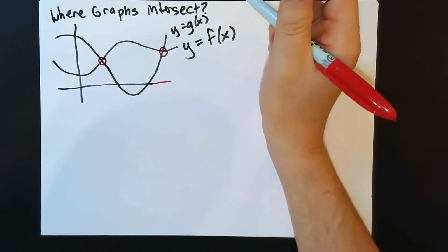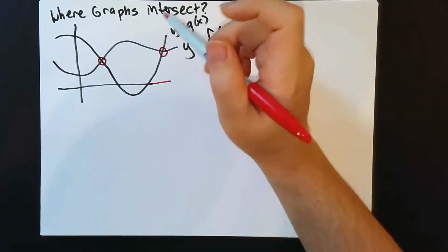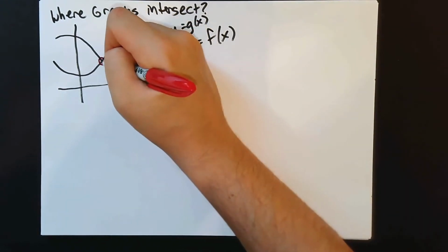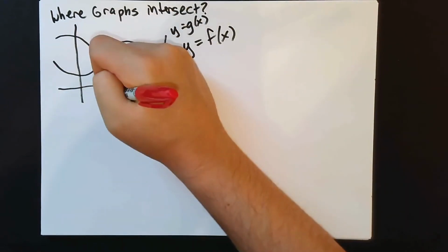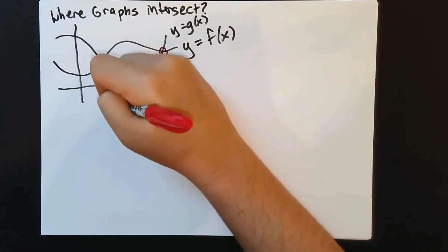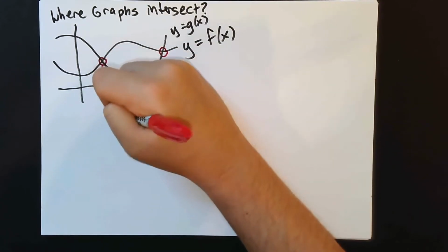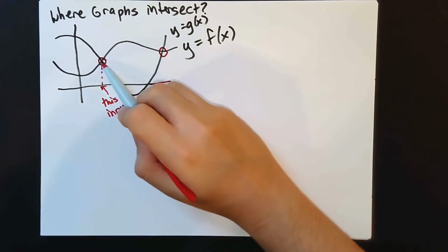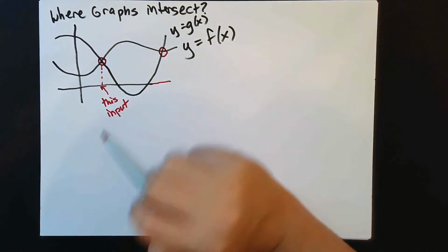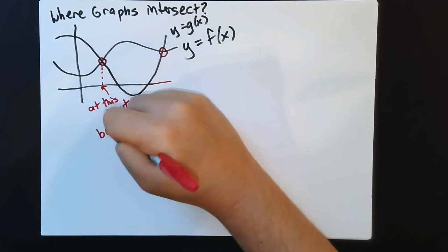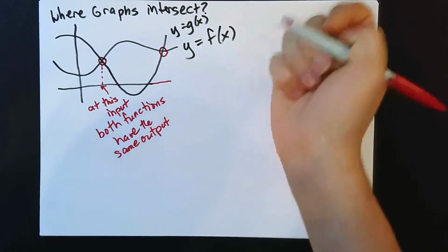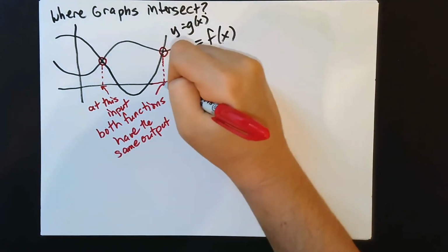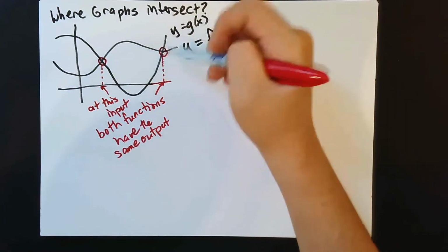And there's a fairly easy way to do this that many of you are probably screaming in your head as I look at this, but I want to think about why for a second. I want to think about what's special about this input where the intersection happens. At this input, both functions have the same output. Likewise, the same is true here. At this input also, both functions have the same output.